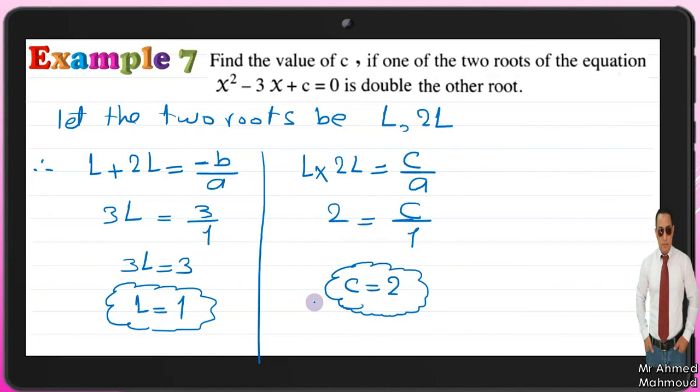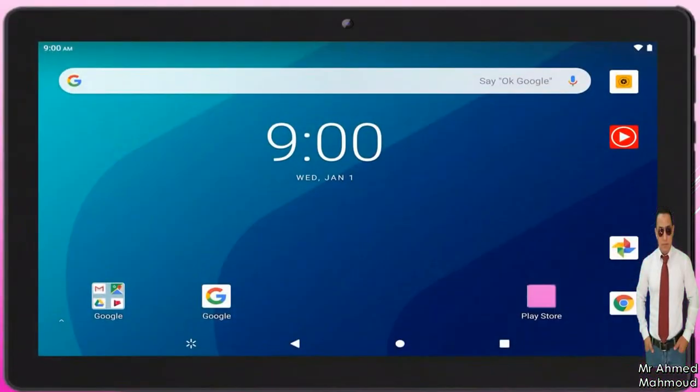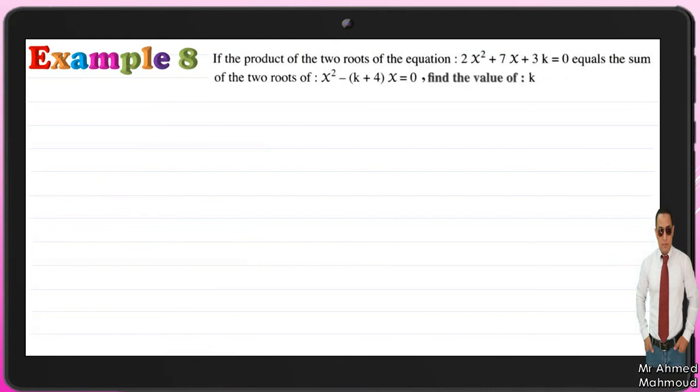Okay, now example 8. In this example, if the product of the two roots of the equation 2x power of 2 plus 7x plus 3k equals 0 equals the sum of the two roots of the equation x power of 2 minus (k plus 4)x equals 0, find k. Okay, here the product of the first equation equals the sum of the second equation. The product of the first equation uses A, B, C, and in the second equation C equals 0.